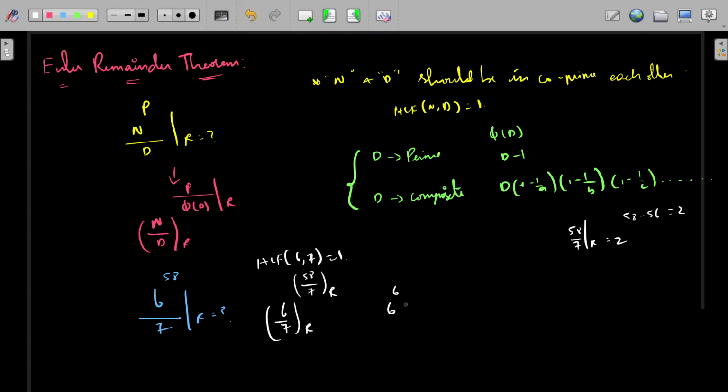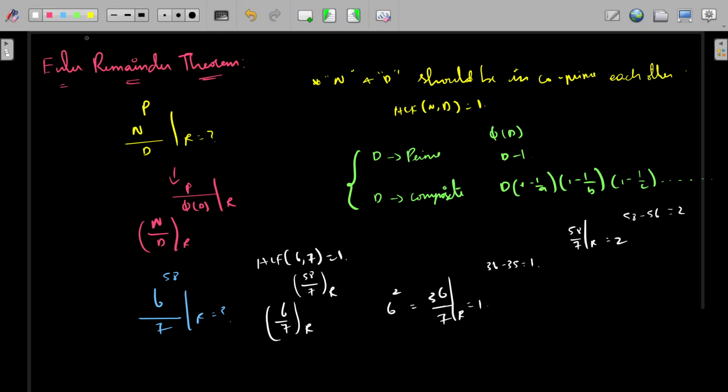Eventually it will become 6 squared, which is equal to 36. 36 is more than 7, so I am again dividing by 7. My remainder is 1, because the highest multiple of 7 which is less than 36 is 35. So 36 minus 35, my remainder is 1.